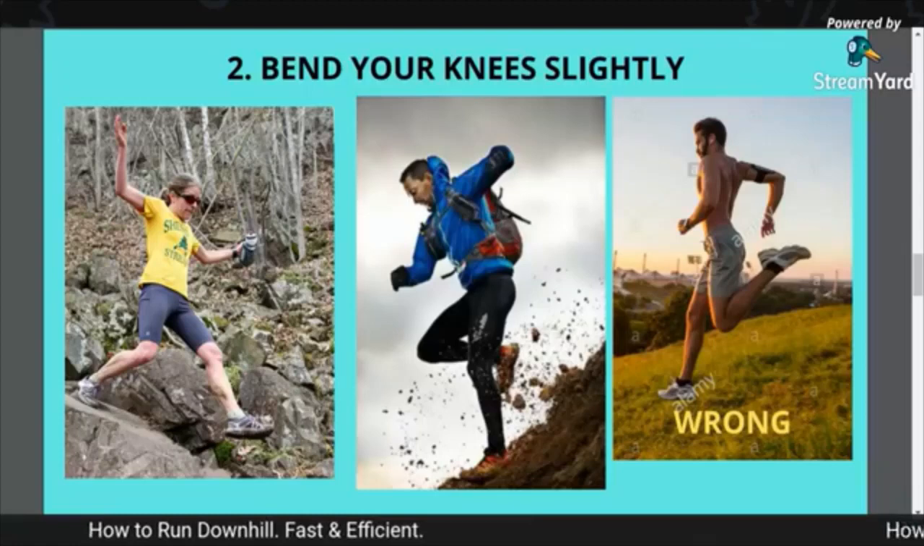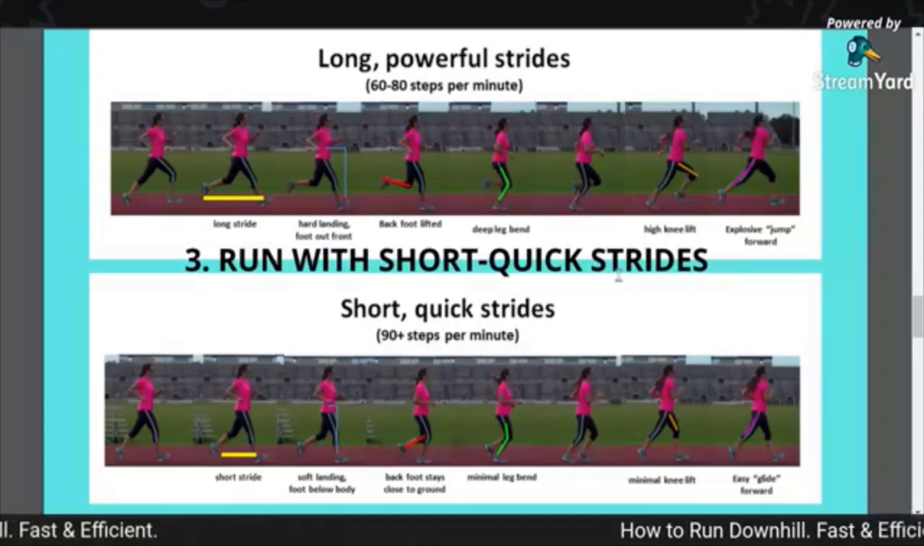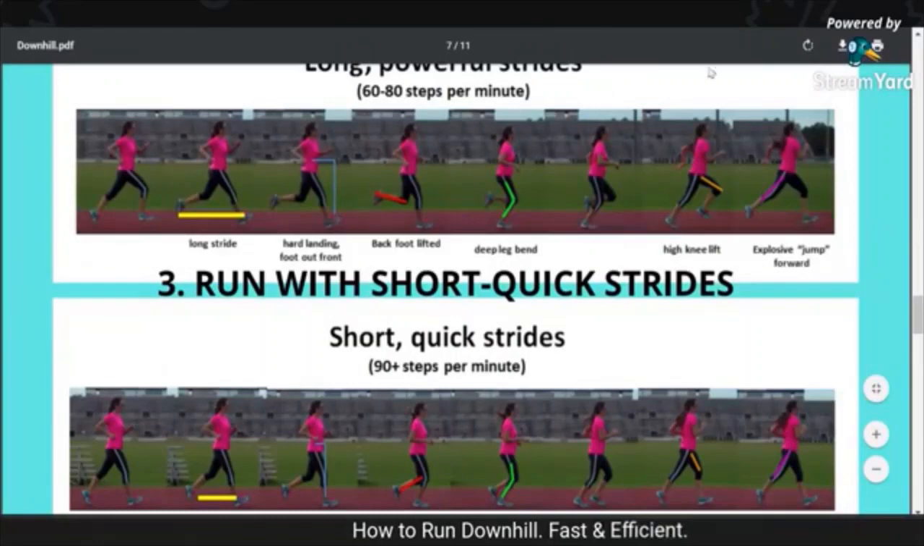The strike: short, quick strike. The third one is the short plus quick strike. How to run a short and quick strike without doing long. Let me explain the long one. The long one is the above picture. The picture that you see, that one is a long one. This is called long.